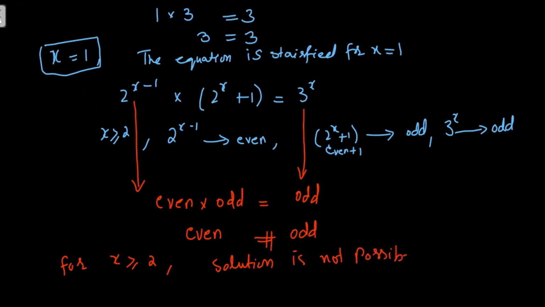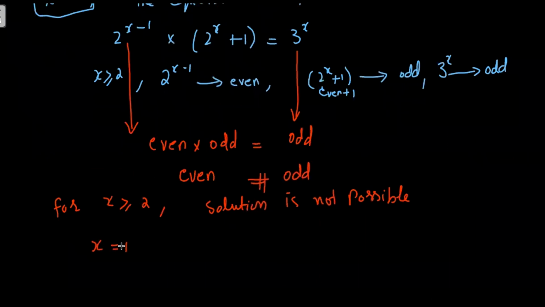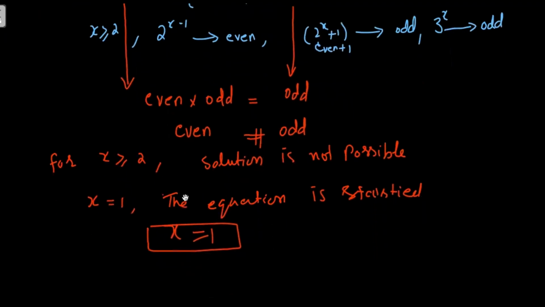Therefore, we get only one solution, that is x equal to 1, for which the equation is satisfied. And therefore, this is the answer, x equal to 1 only, because x less than 1 is not possible, x greater than or equal to 2 is not possible, x equal to 0 is not possible, and this is the only answer.